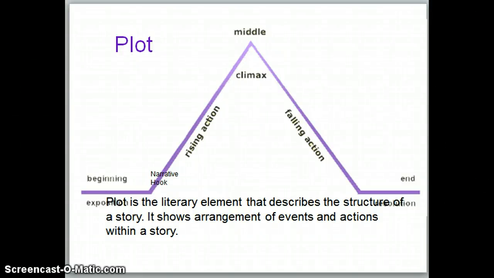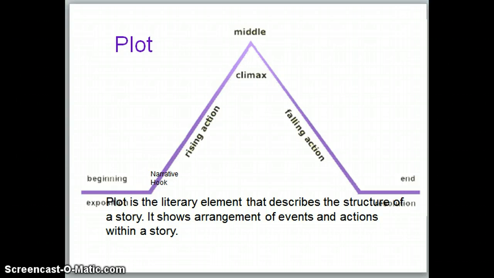Today we are talking about plot. Plot, as you know, is what drives a story. It's a sequence of events that make up a story. Plot, the definition shown here, is the literary element that describes the structure of a story. It shows the arrangement of events and actions within a story. Basically, without a plot, you can't have a story.